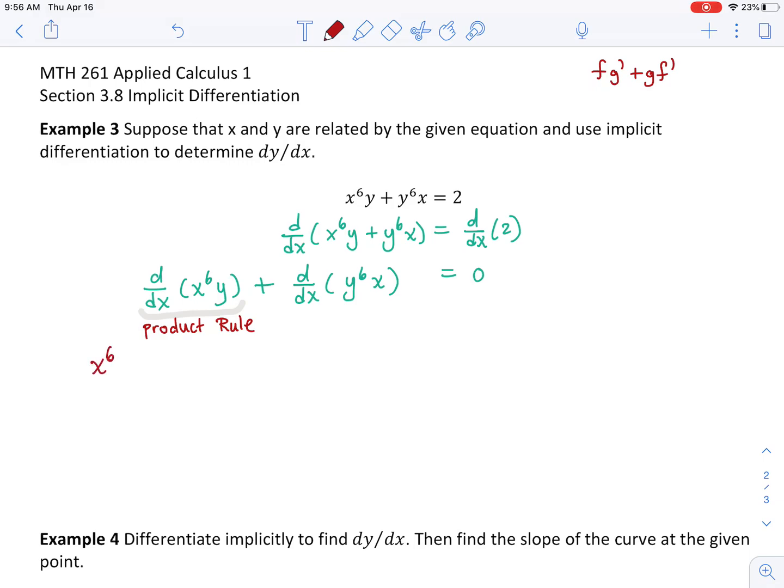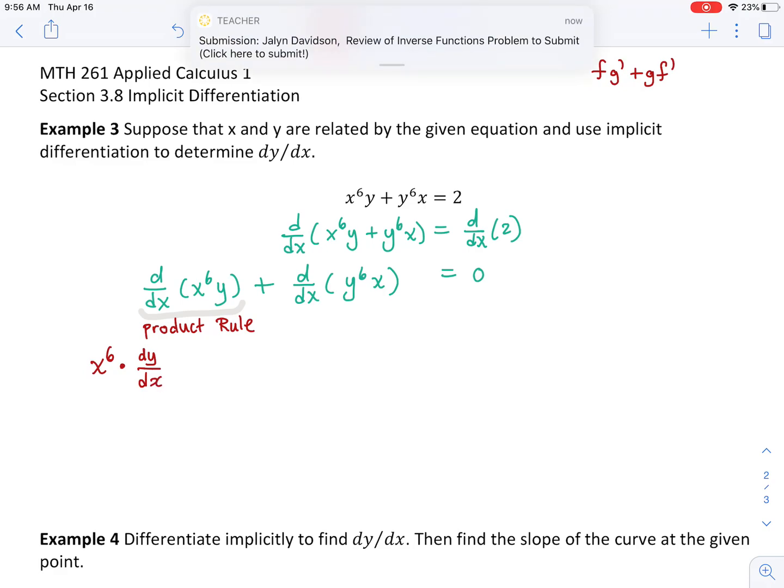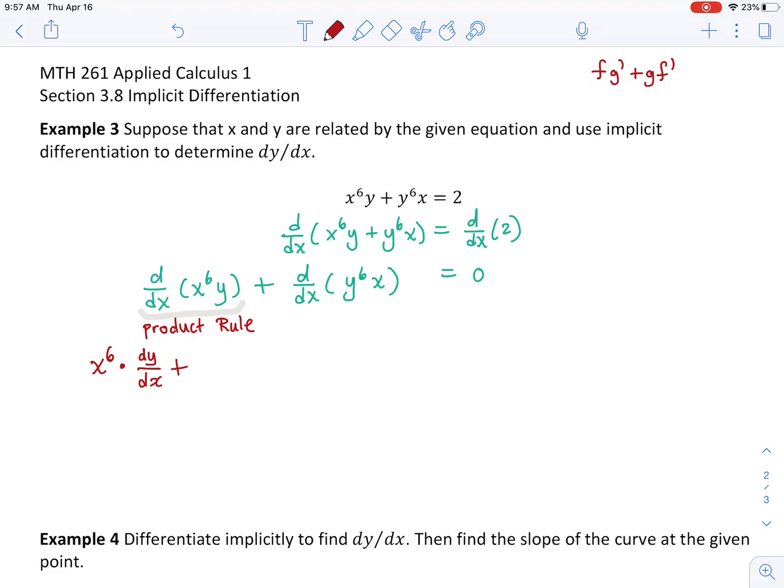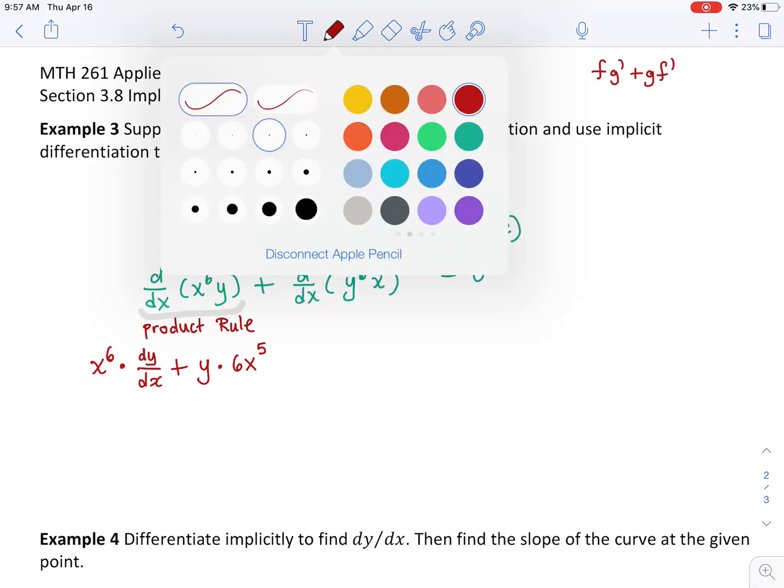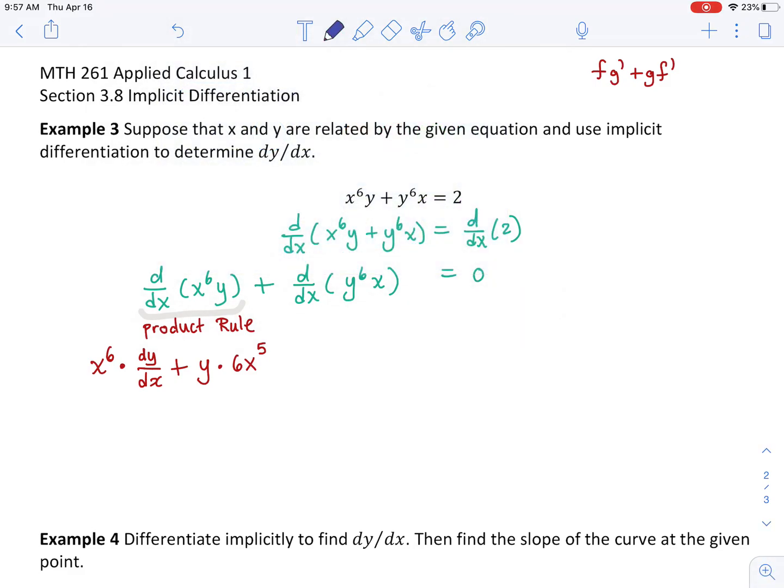That's what I'm doing. f is x to the 6th power. g is y. Okay? So f is x to the 6th power, and g prime is dy/dx. Plus g. I need g now. g is simply y. And if I take the derivative of f, that's going to give me 6x to the 5th power. So I used the product rule to find the derivative of x to the 6th power times y implicitly. All right, let's go to the next guy.